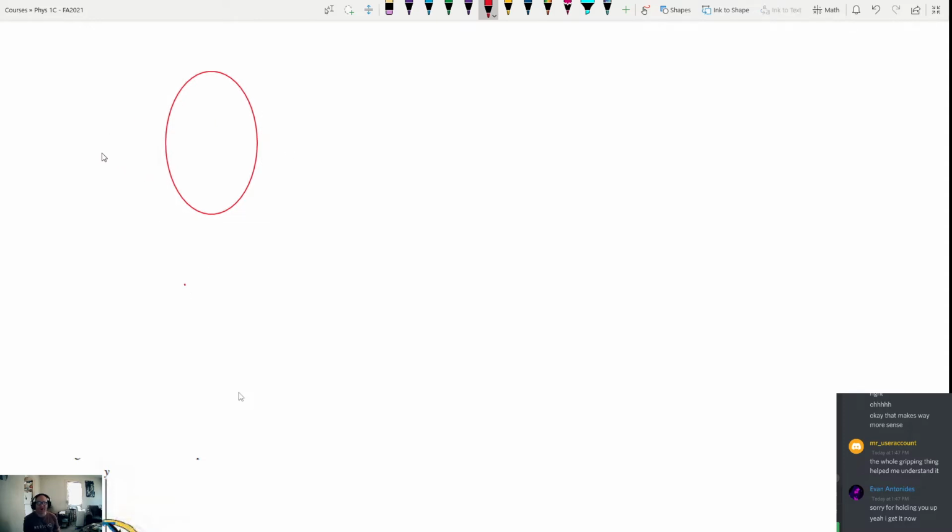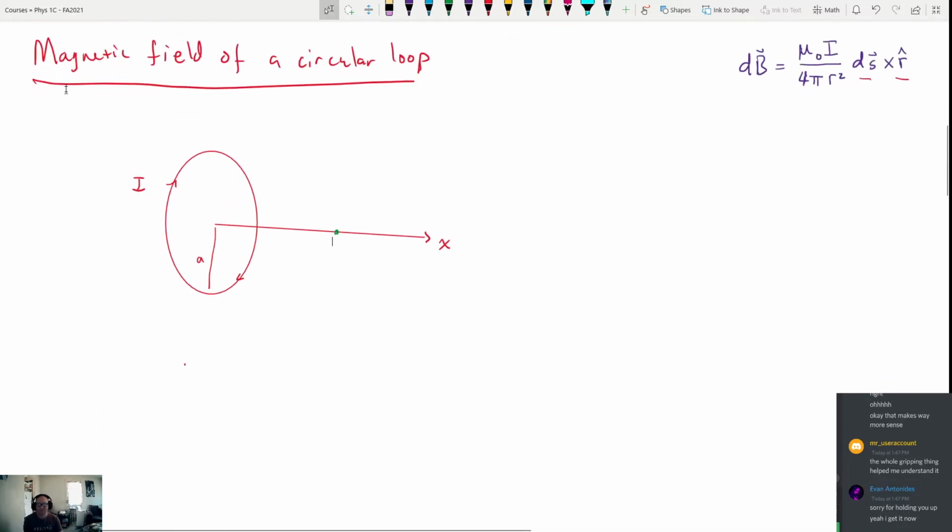Now it's going to have to carry current, so there's going to be current flowing through here. The book does it this way: let's just imagine there's current flowing around here like this. Next, we want to draw a line to represent an axis that's coming out of the page. So this is going to be our x-axis here. That's the x direction. And we're going to label the radius of our loop as A. And what we're going to do is find the magnetic field at point P.